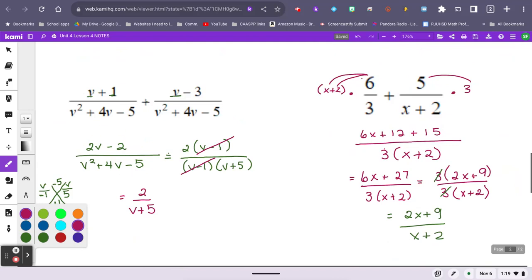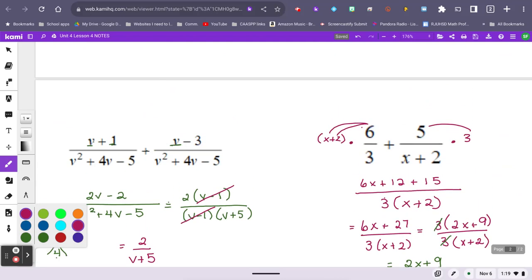And that is the lesson. The next one will be multiplying and dividing.